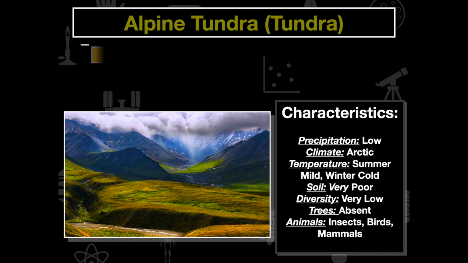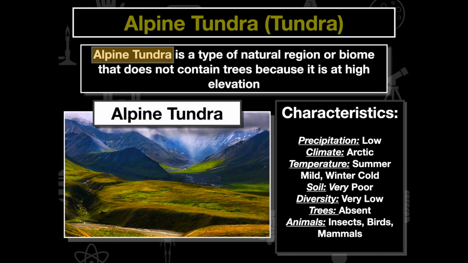The first biome that we're going to look at is the alpine tundra. This is a type of natural region or biome that does not contain trees because of its high elevation. What we're going to see are a variety of characteristics that make up the alpine tundra. Precipitation is going to be low, climate is going to be Arctic. The temperature can be mild in the summer, but the winter is going to be very cold. The soil is very poor, the diversity is very low, and the trees are completely absent. In terms of animals, we're going to see insects, birds, and mammals.